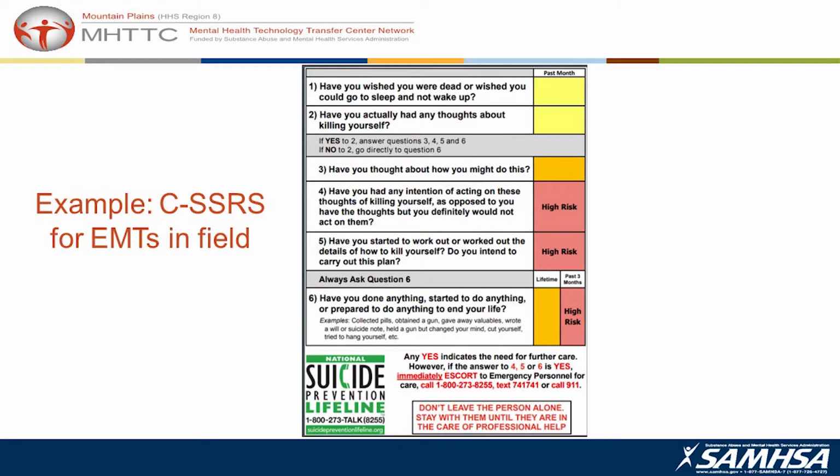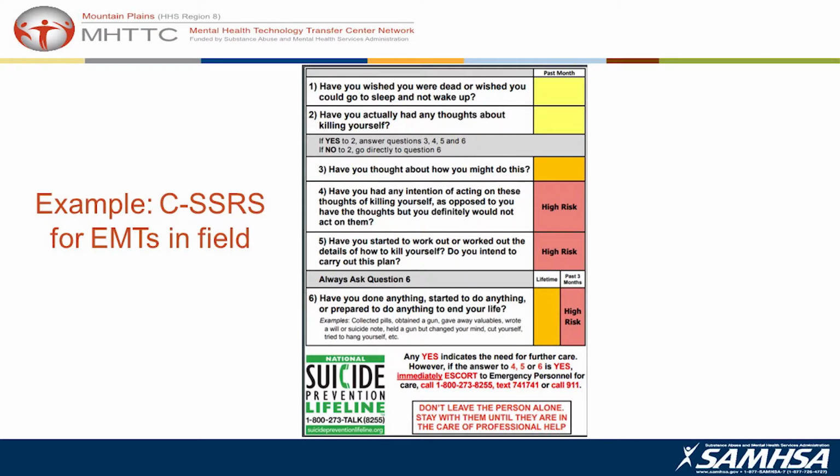Here is the Columbia in a much more user-friendly version. If you go online to that website, you can pick whichever version is best for you, and you can make this into a pocket card, just like the safety pocket card. And it's color-coded for the risk. As we talked about, they use the last month, this past month. Have you wished you were dead? Have you actually had any thoughts? And then going through, if number 2 is yes, have you thought how you might? And then changing the color going into higher and higher risk, which then compels us to do something more intentional, such as advocating for them to see a mental health professional, et cetera.